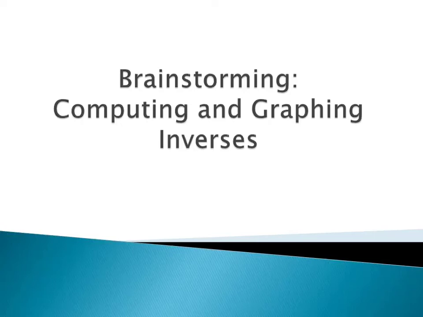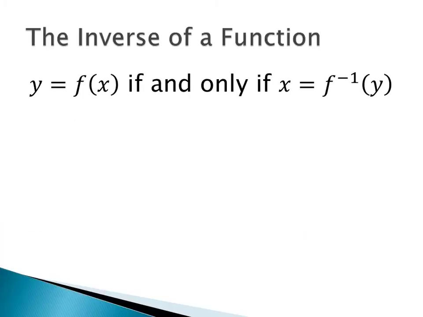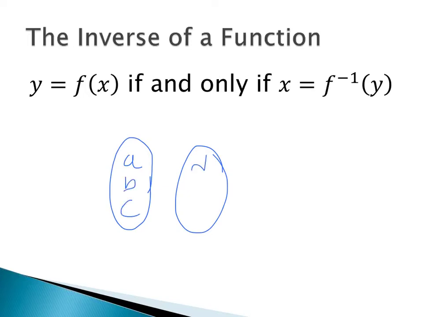Let's take a look at computing and graphing inverses. From last time, this is the definition that we have. We use bubble and arrow plots, A, B, C, D, E, F, to show relationships. So we know this is a function because every x value goes to exactly one y value. We also know that it is a one-to-one function because every y value has only one x value.